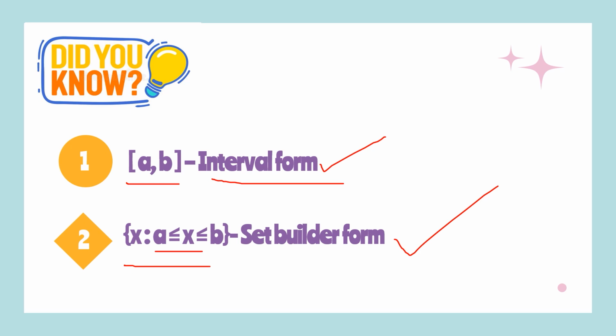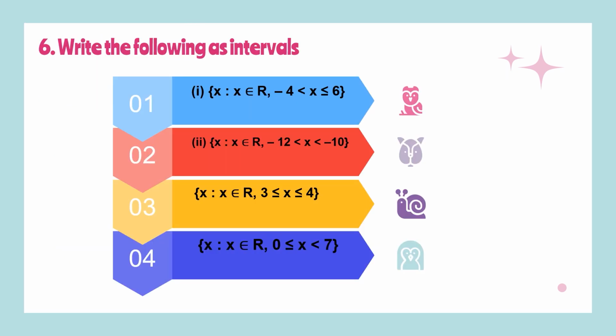Got it? So let's check your understanding. I have given you a few set builder forms, and you are going to write the interval form for each. X is a set which contains the real numbers lying between -4 and 6. Now look at the sign here: -4 less than X and X less than or equal to 6. What can be your interval form for this set?